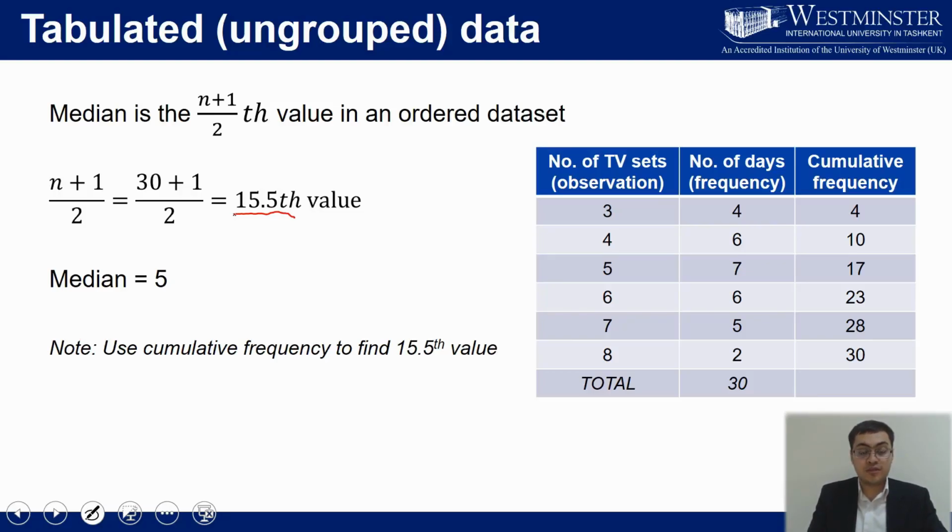And what we have to do is figure out under which category or under which observation class this number resides. So 15 is larger than 4, so it's not under number 3. It's larger than 10 as well, so it's not under number 4. We can see that it's lower than 17, so my median is now going to be this number. Right. And a quick reminder, you have to calculate the cumulative frequency to be able to figure out what the median is going to be in a tabulated ungrouped data set.